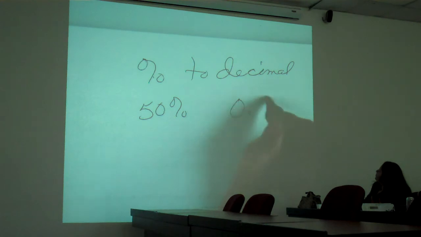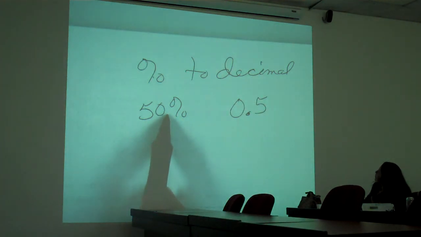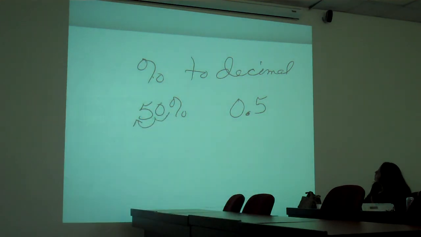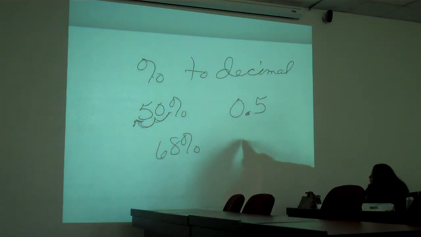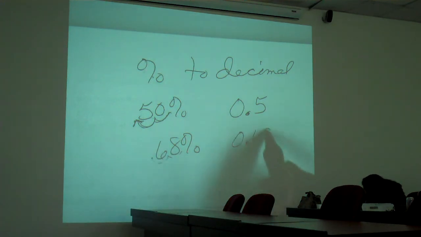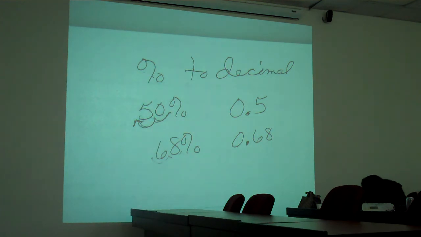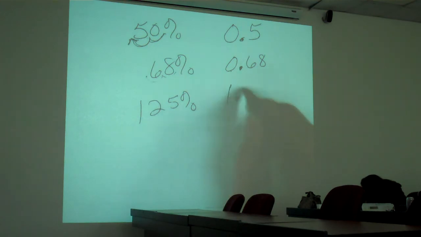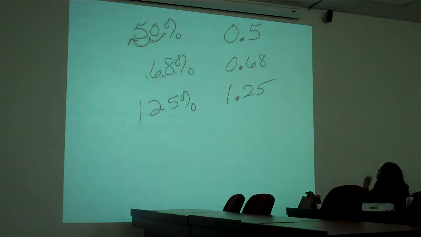0.5. So what we had to do is move our decimal, right? 1, 2. 2 times. So from a percent to a decimal, all you have to do is move your decimal 2 times. If you have 68%, if it starts with a decimal, you need to put the 0 in front. You went 1, 2, so 0.68. 125% is what? 1.25. 1.25, right? How about if you have a fraction going to a percent?